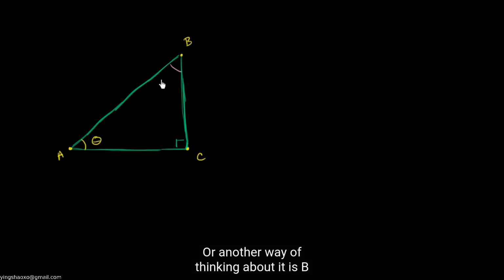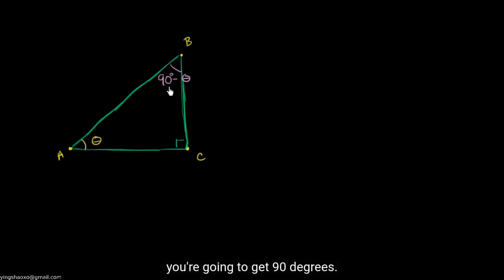Or another way of thinking about it is B could be written as 90 minus theta. If you add theta to 90 degrees minus theta, you're going to get 90 degrees.